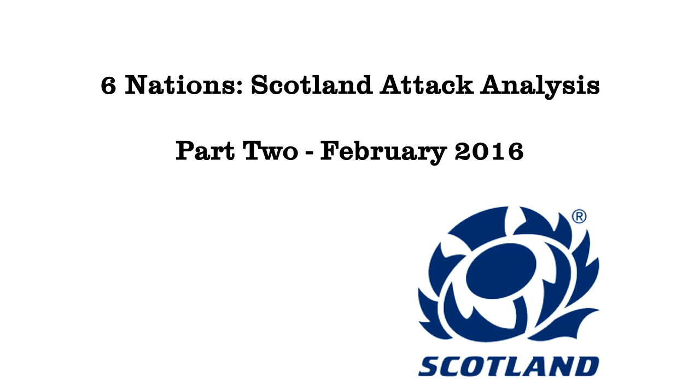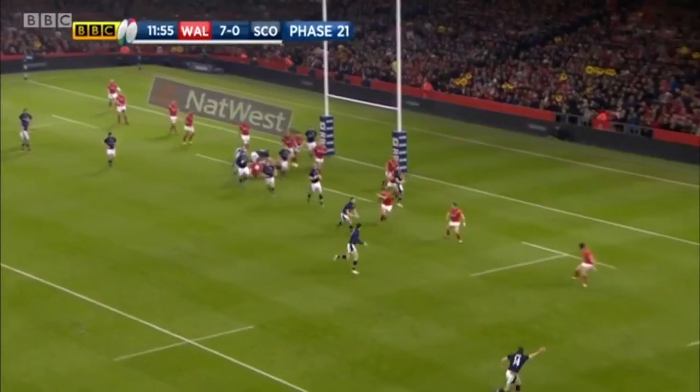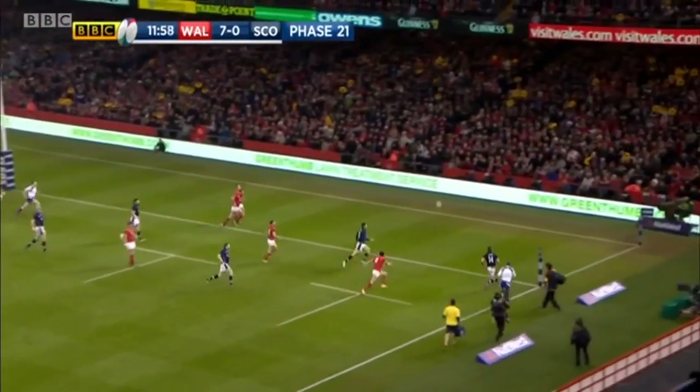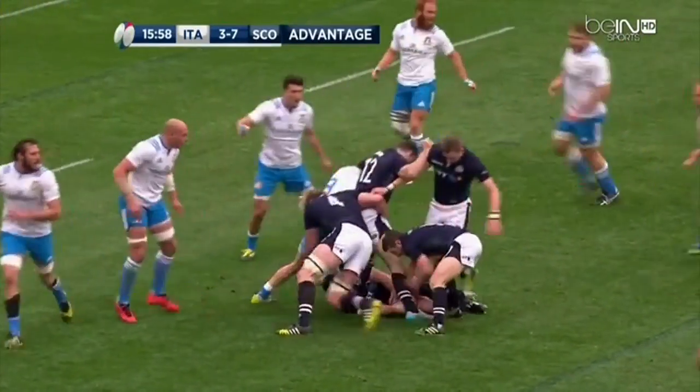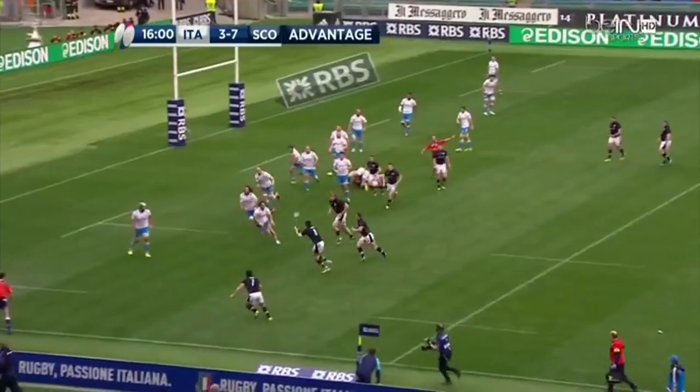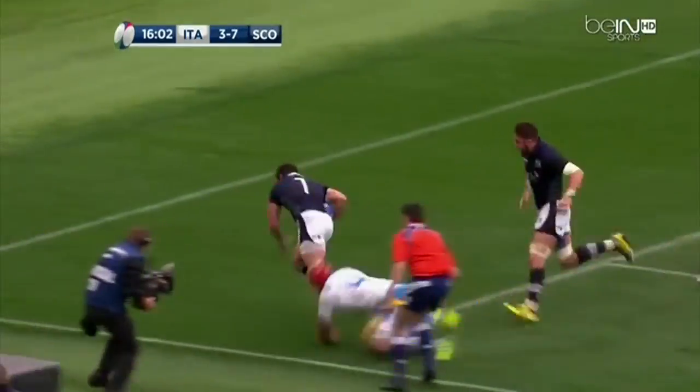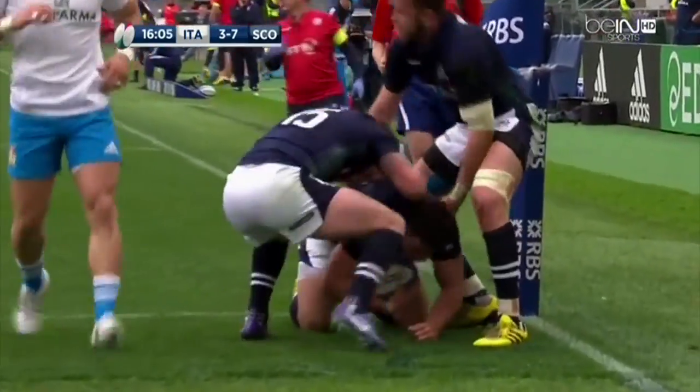In the last video we looked at Scotland's use of simple attack patterns executed at pace and how they stressed the Welsh defence, creating a line break and ultimately a score. In part 2 we'll continue by analysing two sequences of attack in play from the Scotland-Italy game, and again we'll focus on how they built attacking momentum and the decision making process they undertook as they did this.